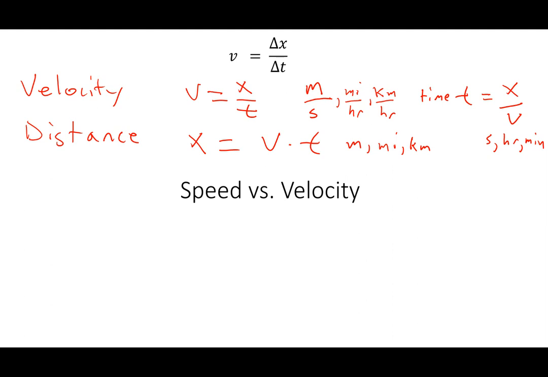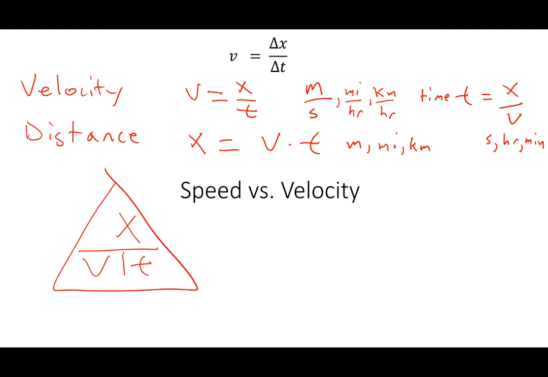One way to help us remember these equations is this triangle right here. This is the velocity triangle. The way I read this is this horizontal line is division. This line right here means multiplication. So if I want v, I know it's x divided by t. If I want x, I know it's v times t. If I want t, I know it's x divided by v. That's one way you can remember these three equations.